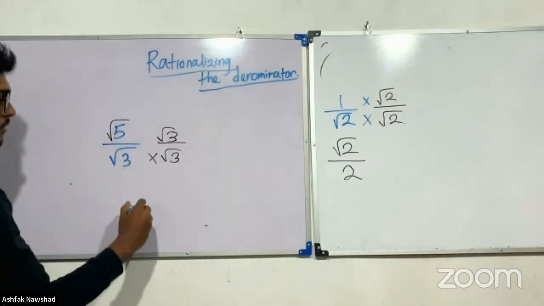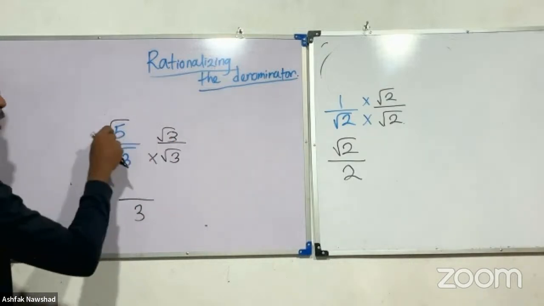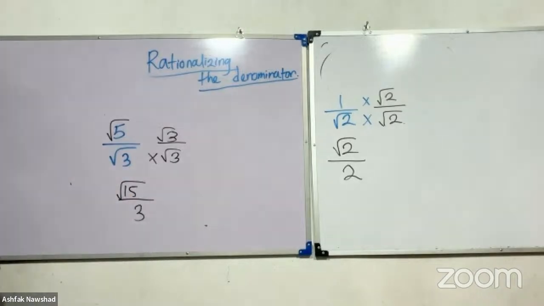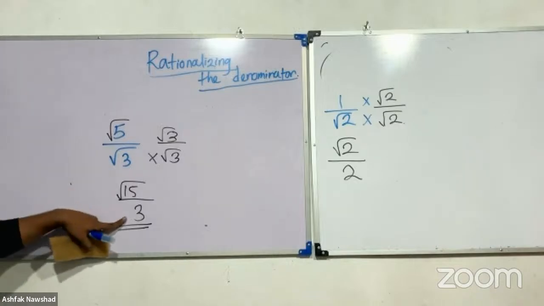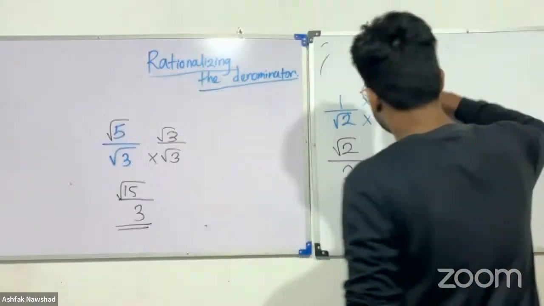So root 3 times root 3, we very well know that is 3. Root 5 times root 3, you know you can multiply inside the root. 5 times 3 is 15. That's the square root of 15. So this is the final answer. The denominator has been rationalized. Let's do some more.